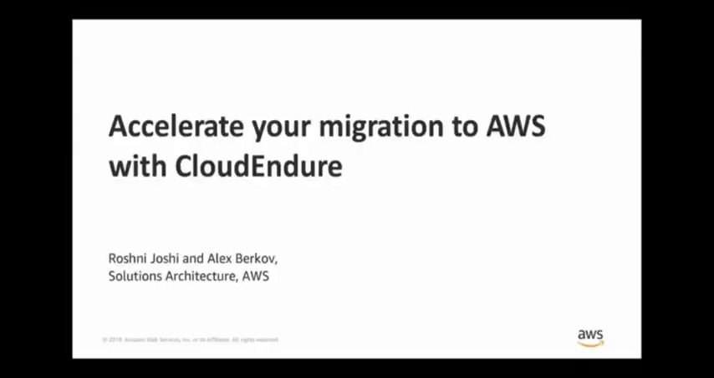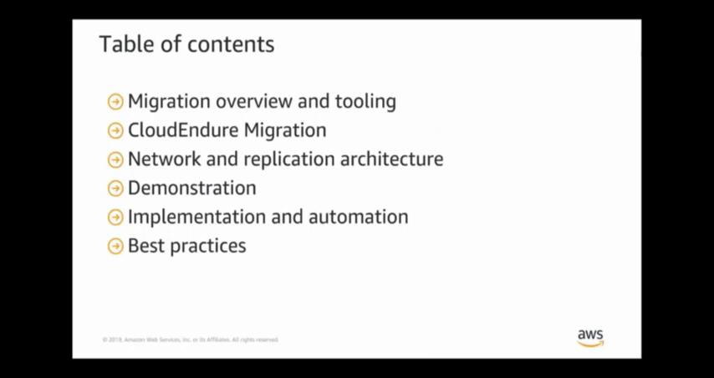We wanted to get started first with an agenda of what we are going to cover today. So we will talk about an overview of migration, as well as some of the common tooling that is used, how Cloud Endure migration works, as well as the network and replication architecture. We want to do a quick demo for you so that you understand the actual workings of the Cloud Endure software, and leave you with some implementation and automation, as well as some best practices.